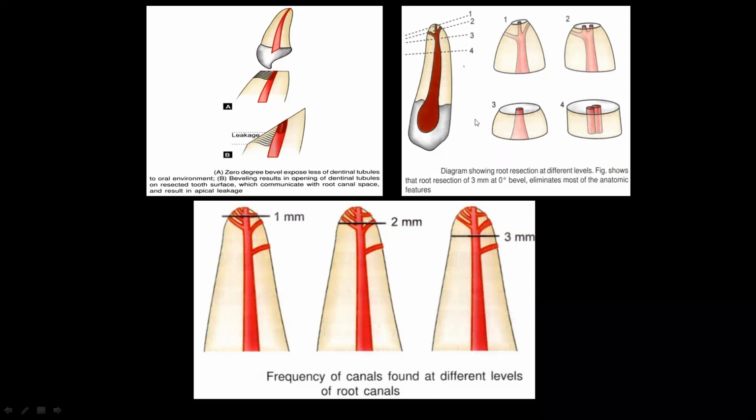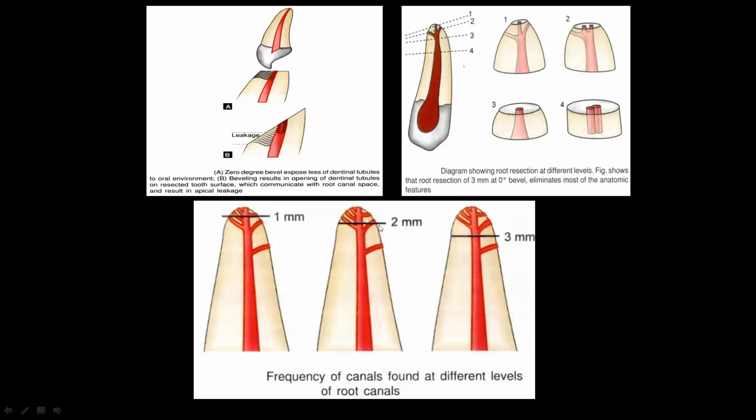So the rationale of the apicoectomy is this. A minimum of 3 millimeters is required, with a 0-degree bevel, which eliminates most of the anatomic features. The lateral canals are very common in the upper central incisor as well as in any tooth. So if you cut up to 3 millimeters, it eliminates most of them, and then we have only one root canal where you can do a retrograde filling and get a hermetic seal. So that is the idea of doing the apicoectomy and retrograde filling.